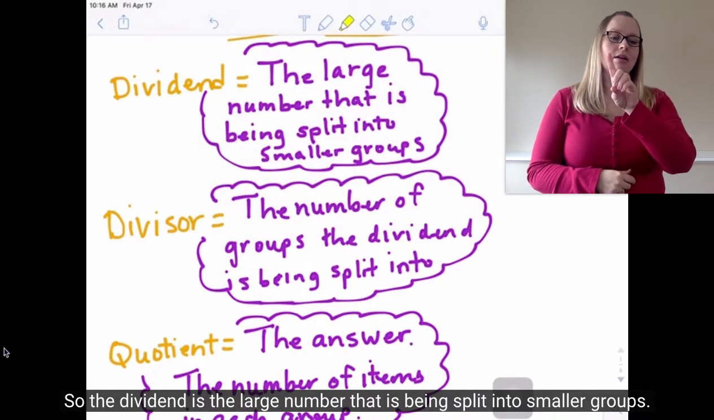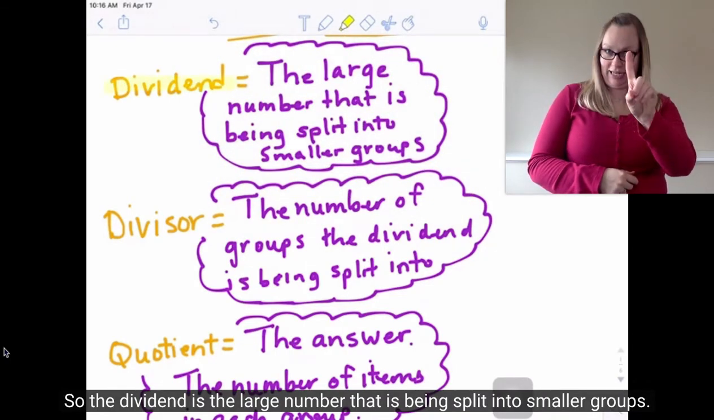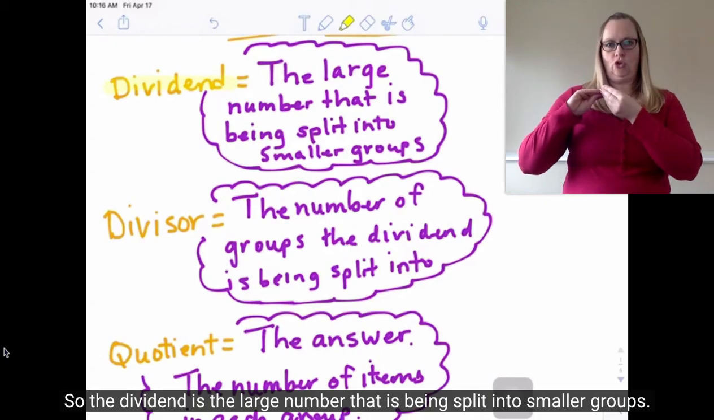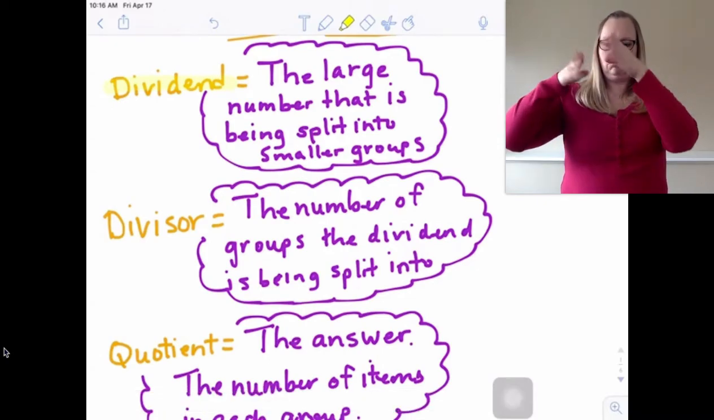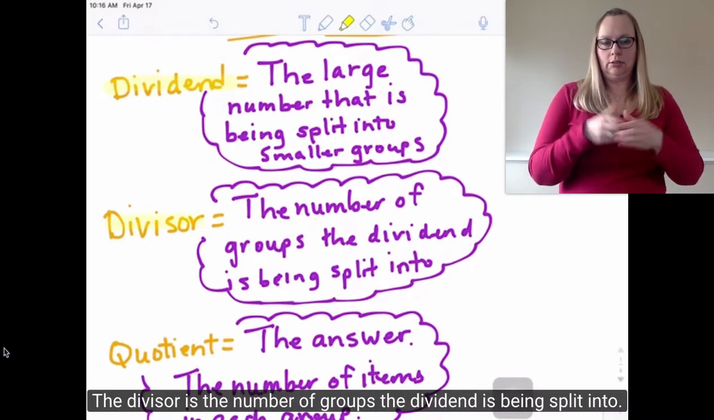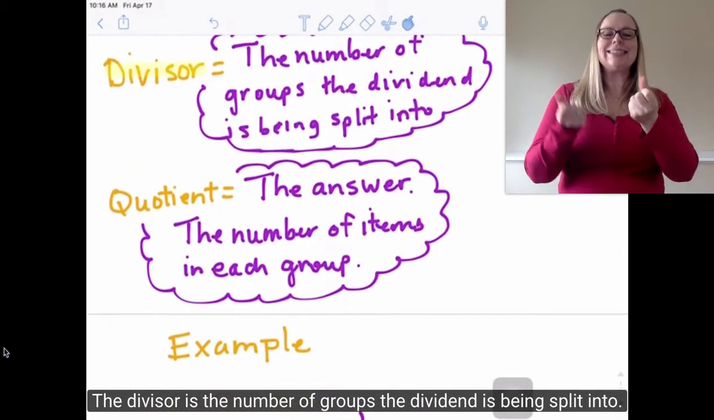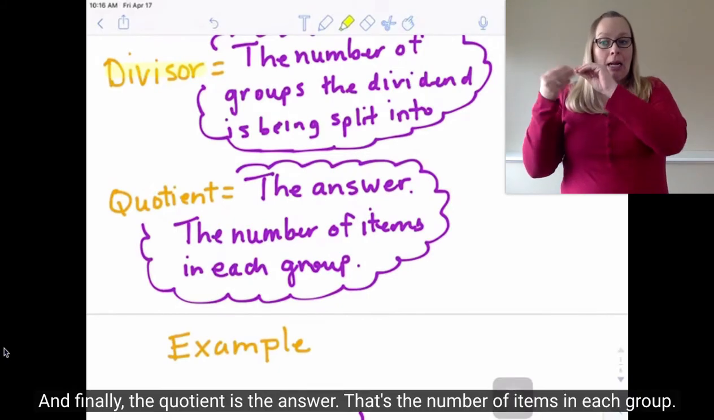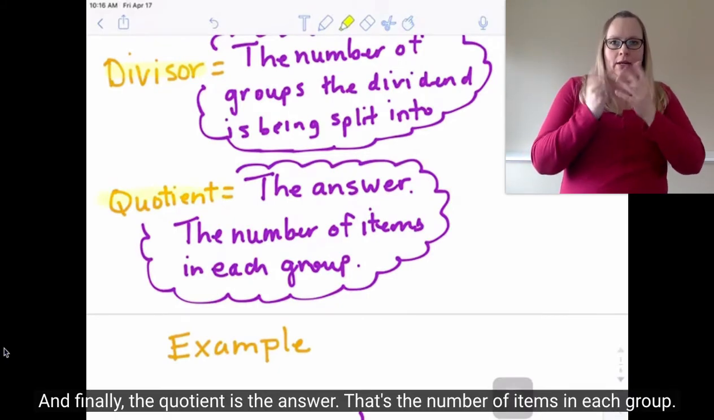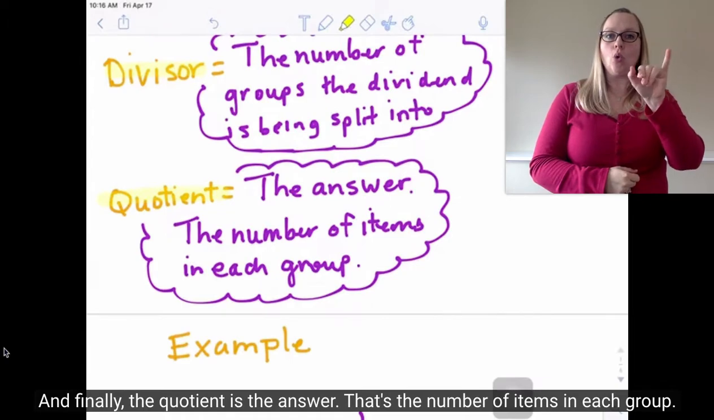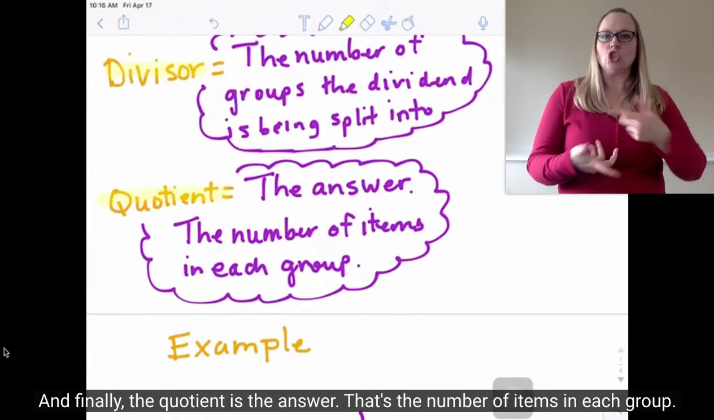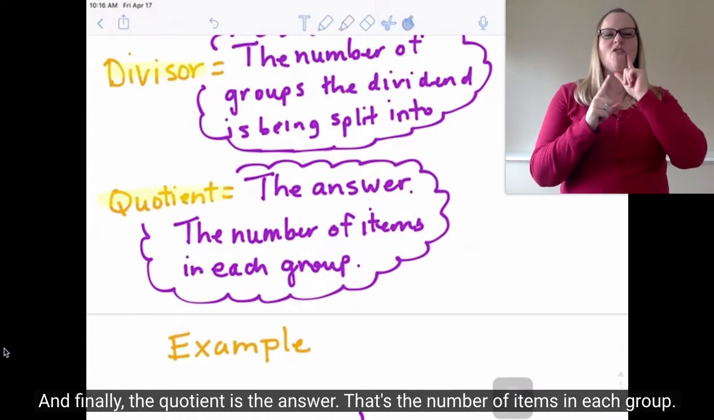So the dividend is the large number that is being split into smaller groups. The divisor is the number of groups the dividend is being split into. And finally, the quotient is the answer. That's the number of items in each group.